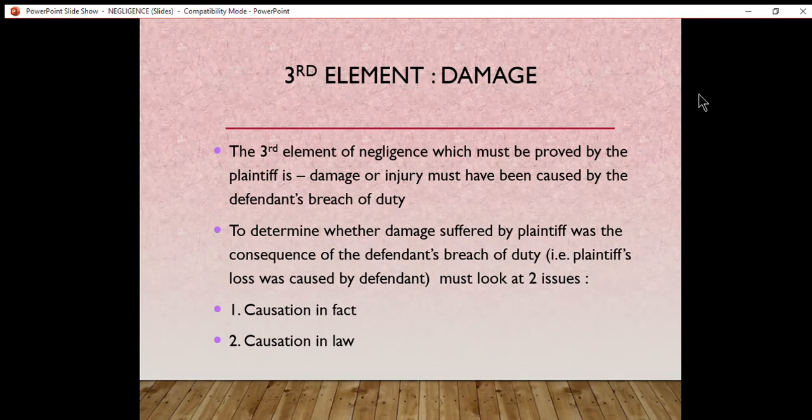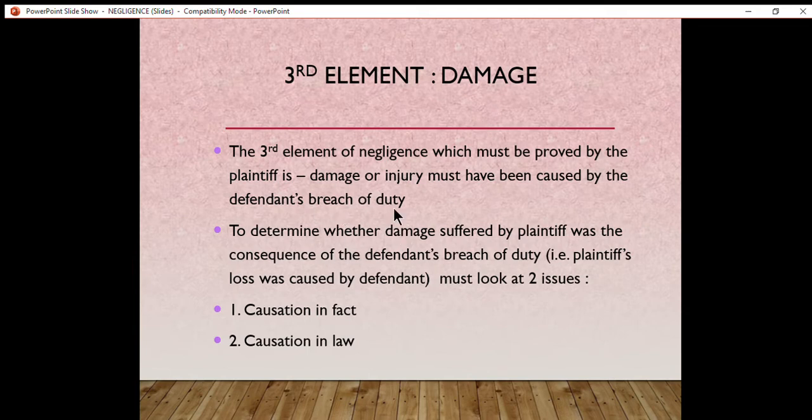Okay guys, next element, we need to determine whether the plaintiff has suffered damage. Damage or injury must have been caused by the defendant's breach of duty. Just now, we have fulfilled the second element of negligence, breach of duty. Now, we need to determine what are the effects of breach of duty. So the plaintiff must suffer damage.